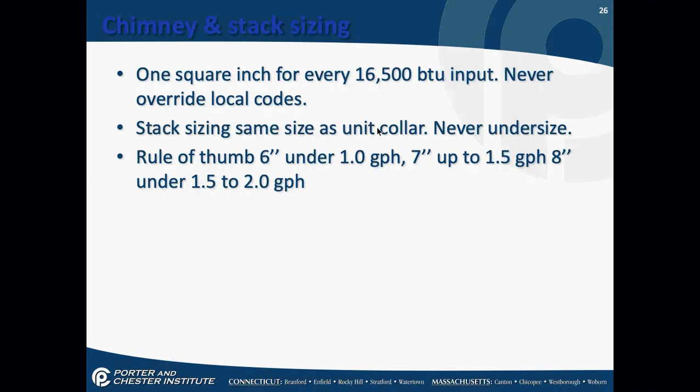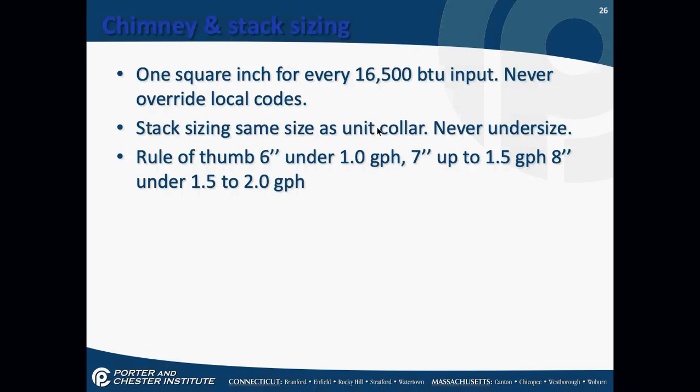Stack sizing has to be the same size as the unit collar. In other words, if the furnace or boiler is designed to have a 6-inch stack, you cannot put it into a 4-inch stack. It must have the same size as the unit collar. Basically, a couple of rules of thumb: 6-inch round pipe under 1.0 GPH, 7-inch up to 1.5, 8-inch 1.5 to 2, and it goes from there. It's all based on what the BTU input is.